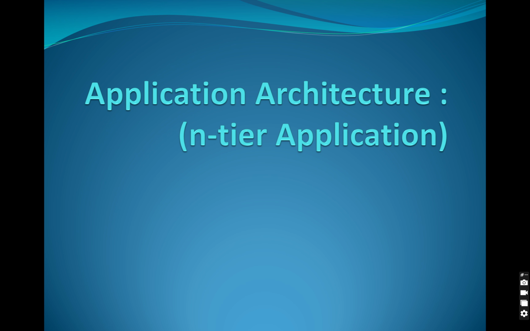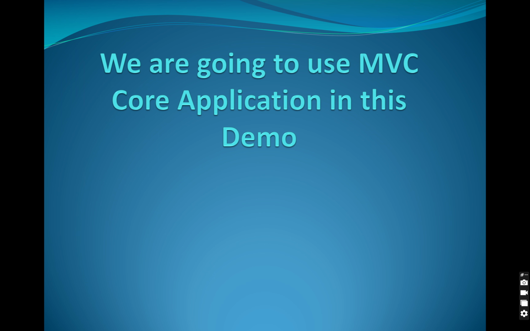So in the last tutorial, we have seen how we perform CRUD operations in an MVC application using ADO.NET. At that time, I told you that the purpose of that tutorial was just to see how the application interacts with the database using ADO.NET. So we have actually not used any architecture there, but that was not a good approach. Basically, we should have different layers in the application so that we are able to segregate the functionality. And in this tutorial, we are going to use an MVC Core application in this demo.